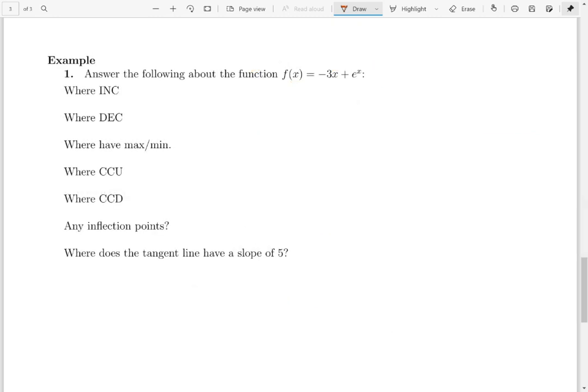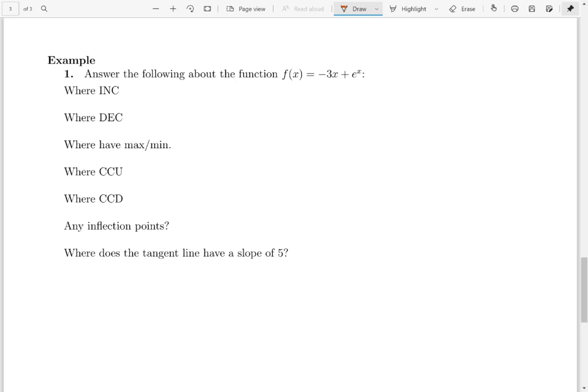Alright, so at this point, what I want to do is use what we know about derivatives and what we know about functions with exponentials to answer the question as to where this function is increasing, where it is decreasing, where it has its maximums or minimums, where it's concave up, where it's concave down, does it have any inflection point, and where does the tangent line have a slope of 5. Specifically, we're about to take derivatives and use the first and second derivative tests to answer all of these questions.